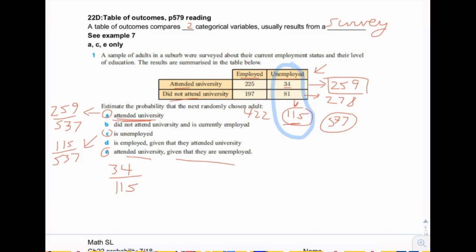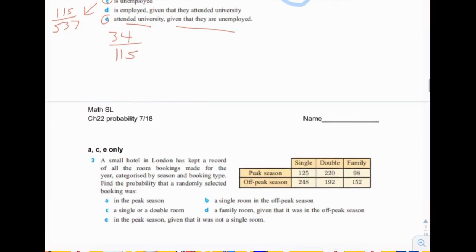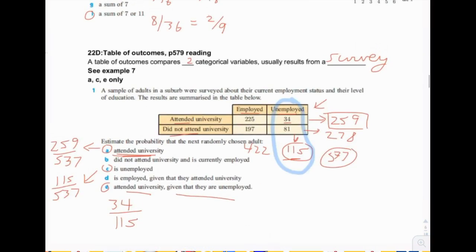Okay, I'm not dividing these out because it doesn't matter. You can just leave a fraction. All right, and so that is the end of page 6.